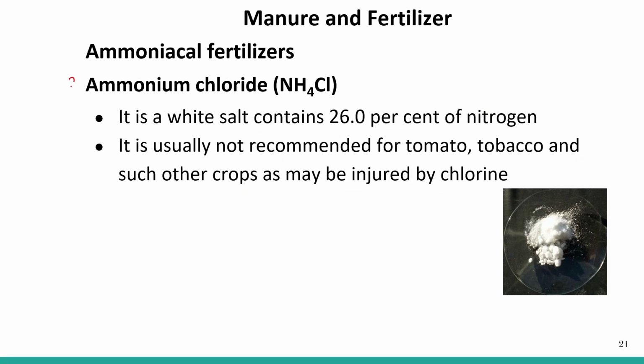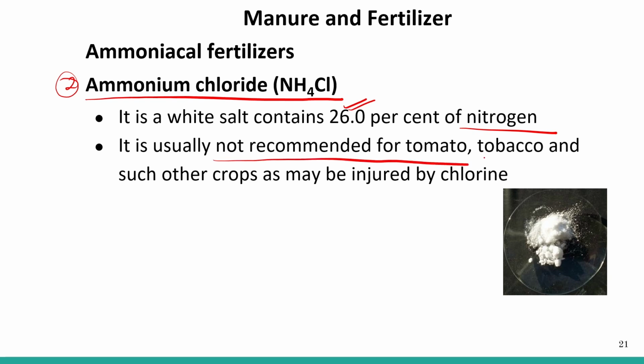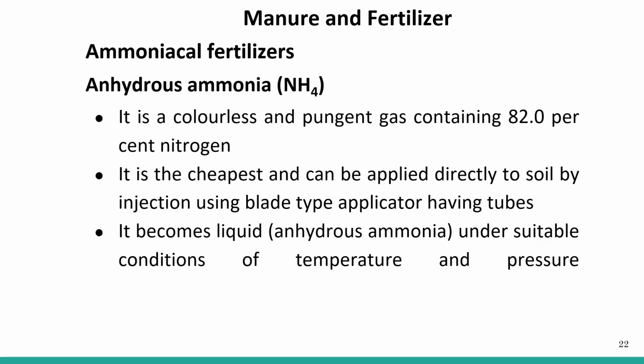Next one is ammonium chloride. Ammonium chloride, NH4Cl. The white salt contains 26% of nitrogen. So it is usually not recommended for tomato, tobacco, and such other crops as may be injured by chlorine. So chlorine can cause damage to the tomato, tobacco, right? So for these types of crops, this is not recommended.